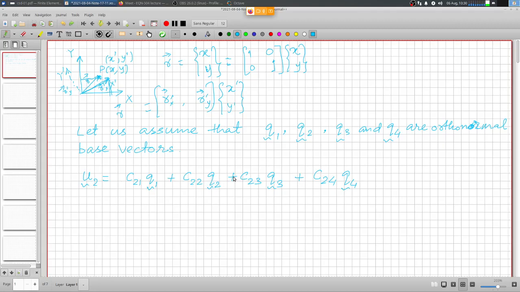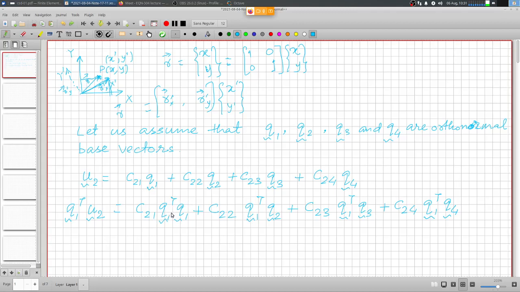How does this happen? Let us work it out. Let us take the dot product with respect to q1. q1 transpose u2, so that's the dot product between q1 and u2, and this will be equal to c21 q1 transpose q1 plus c22 q1 transpose q2, c23 q1 transpose q3, c24 q1 transpose q4.